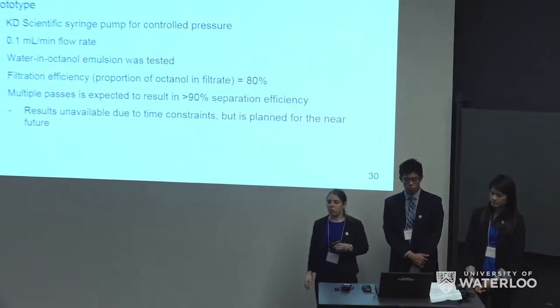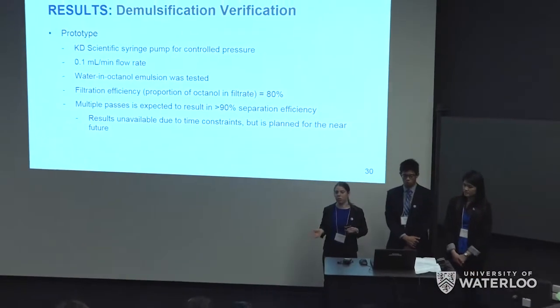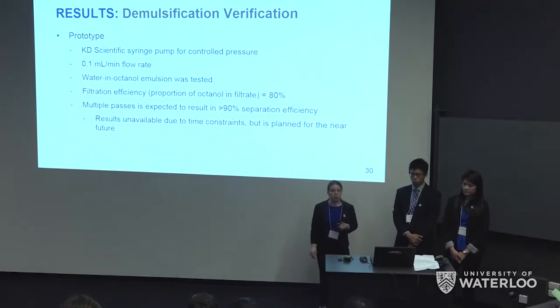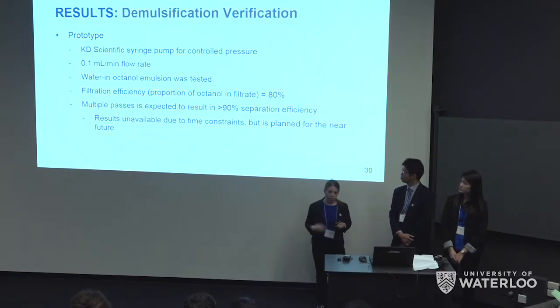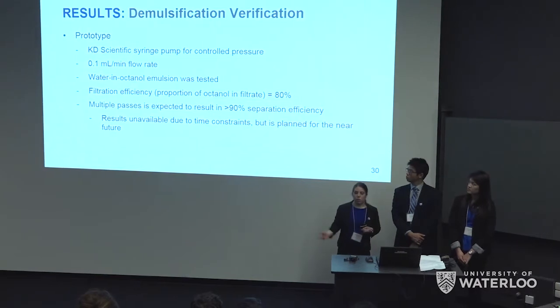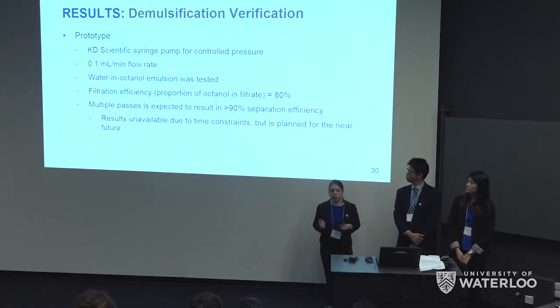So for the actual test prototype for separation efficiency, we need to quantify this properly. So we used a syringe pump, and that 0.1 ml per min, or 1.2 microliter per second flow rate that we simulated. And we did this with a water and octanol emulsion. The filtration efficiency that we ended up getting was about 80%.